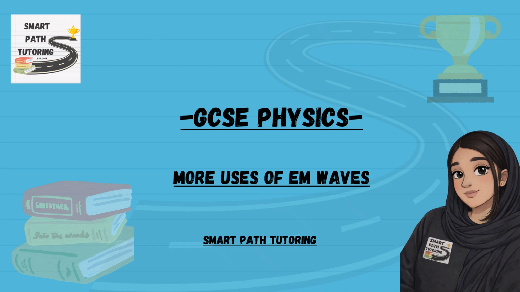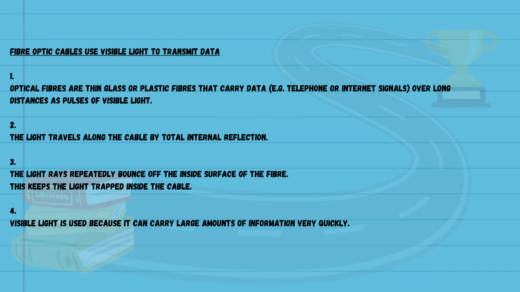This video is on GCSE Physics, more uses of EM waves. Fiber optic cables use visible light to transmit data. Number 1. Optical fibers are thin glass or plastic fibers that carry data, for example, telephone or internet signals, over long distances as pulses of visible light.